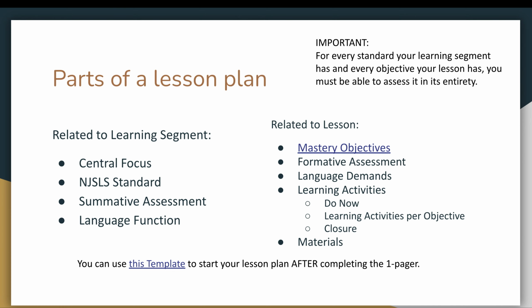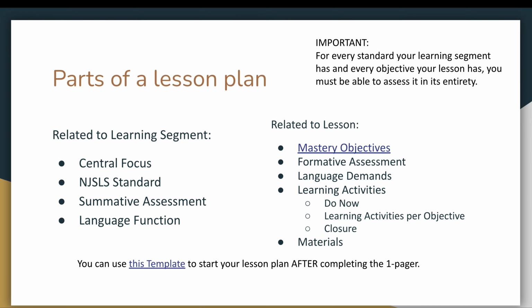So if you're taking notes, I would write: central focus equals topic, your standard, your summative assessment, and language function, which is something that you talked about in 319, and we can get into a little bit in class. But for right now, those are the things related to the learning segment.